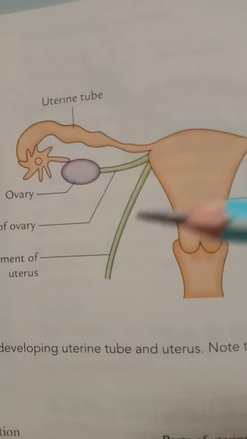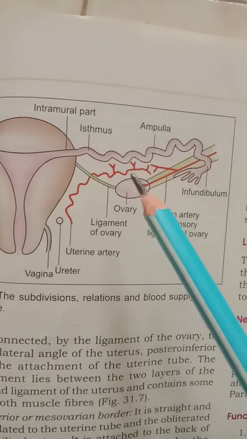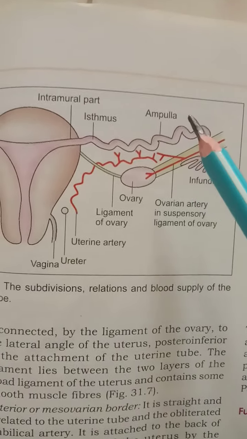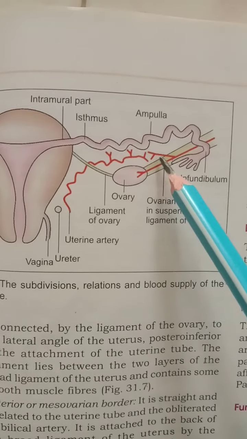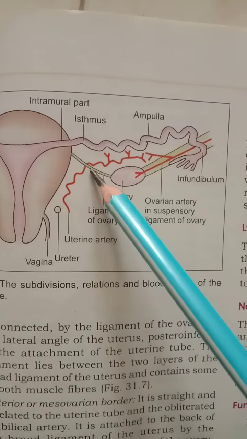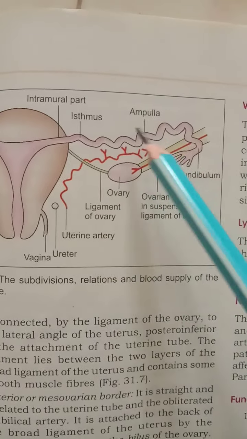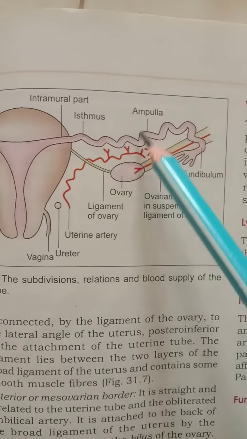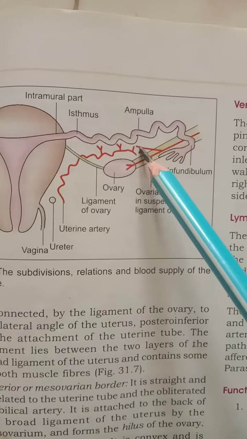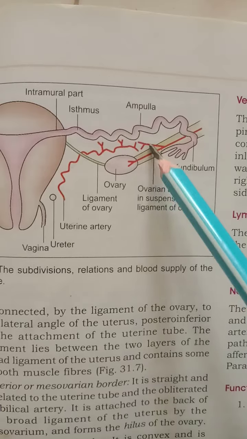Then the blood supply of the fallopian tube. The arterial supply of the fallopian tube is by 2 arteries, the ovarian artery and the uterine artery. So here you can see the ovarian artery and the uterine artery. Usually the medial 2/3 of the tube is supplied by the uterine artery, and the lateral 1/3 is supplied by the ovarian artery.